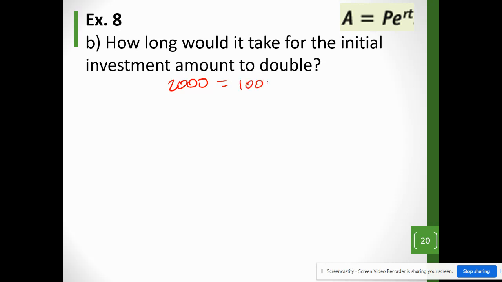Initially, I started with 1,000 e to the 0.03 times t, so I don't know the time. Let me divide both sides by 1,000. 2,000 divided by 1,000, that's 2. So I have that 2 is equal to e to the 0.03t.